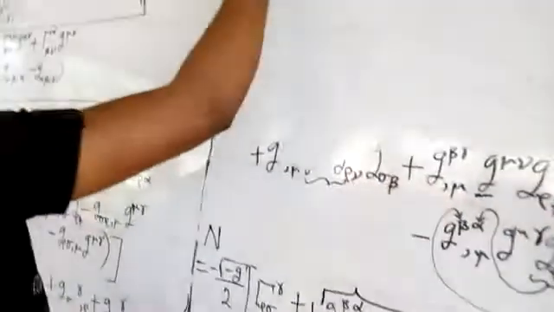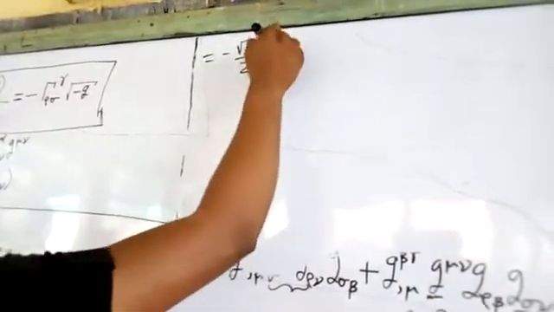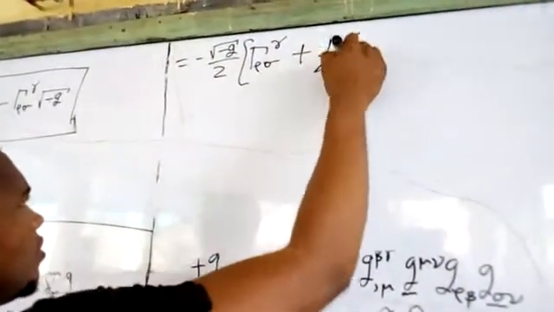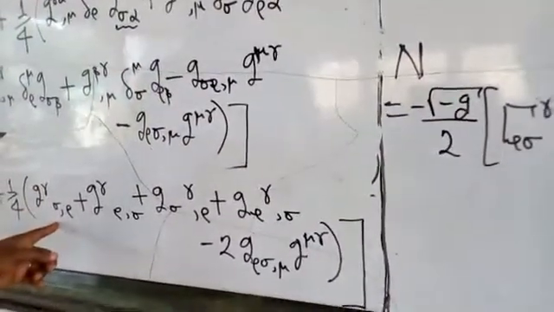Again, this is equal to minus the square root of minus G all over 2. And then I have here for the first one, gamma rho sigma plus, again 1 over 4 multiplied. Looking at these first two terms here, these two terms are just not the same.